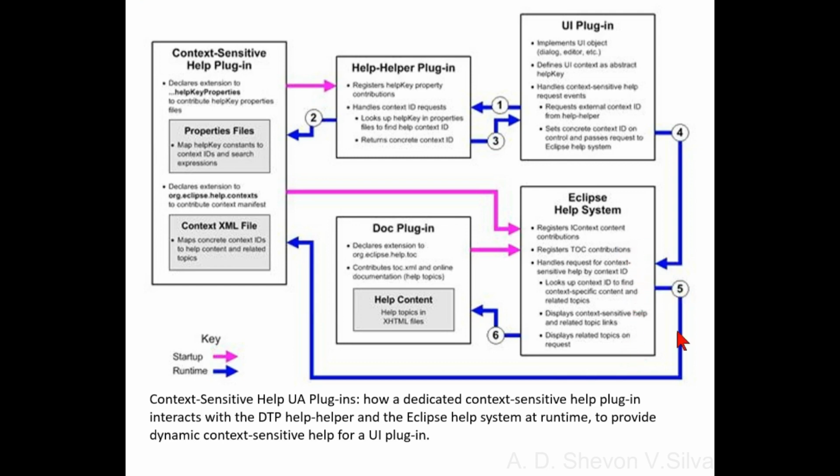The Eclipse help system is connected to the context-sensitive help plugin, and the Eclipse help system is connected to the doc plugin here. It declares an extension to org.eclipse.help.toc, contributing toc.xml and online documentation help topics. Help content is inside the doc plugin. This is the help content: help topics in XHTML files.